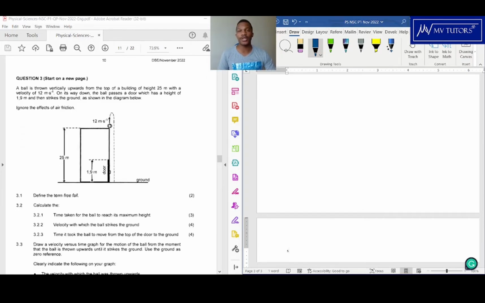Otherwise, we're still doing question number 3. Well, we're about to do this question. This is the physical science paper 1 of 2022 November. Okay, let's get right into it.